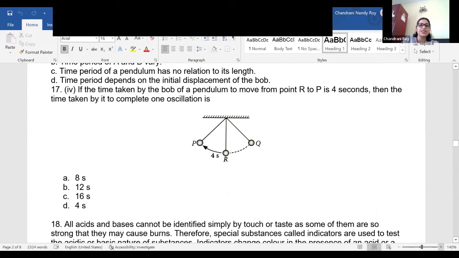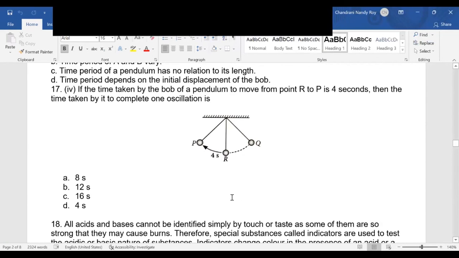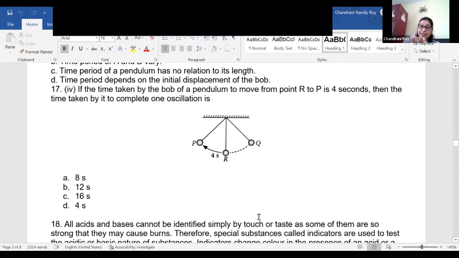Now, this question is not a direct question. Again, it tests application knowledge of the child, because here the child has to know what is one oscillation in order to answer this question. So the child will have to know that if it is from the mean position, then it will go here, come back here. Complete oscillation means 16 seconds, ma'am. So the correct answer is 16. So to arrive at the answer, the child will have to know the complete movement.